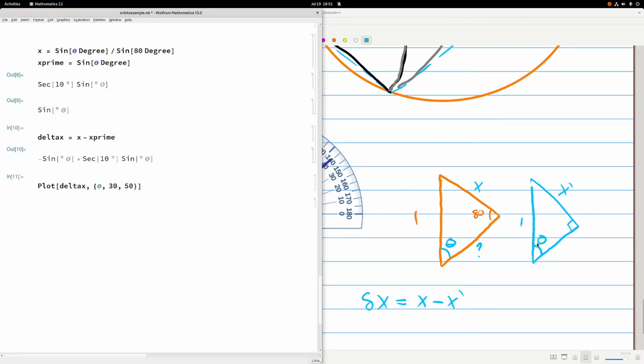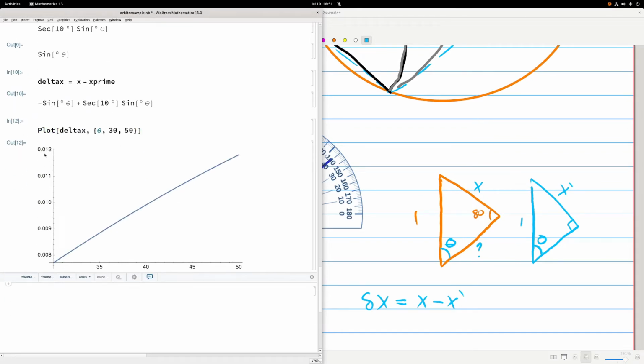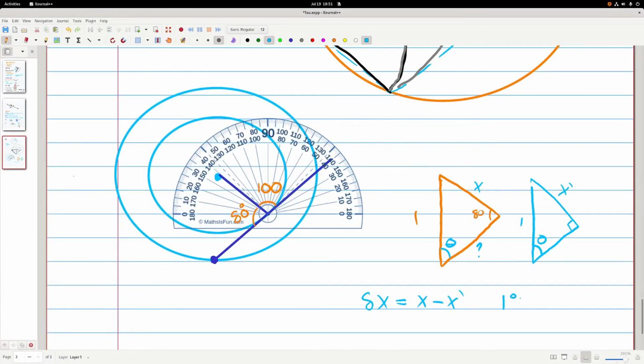For the blue triangle, it is just regular sine law, like sine, the trig function, right? Our delta x is the difference in these x values, and then we're going to plot this delta for varying values of theta. And when we do this, we see it looks like it's, I would call this a 1% error. So this is, again, a very exaggerated angle. We're getting about 1% error.